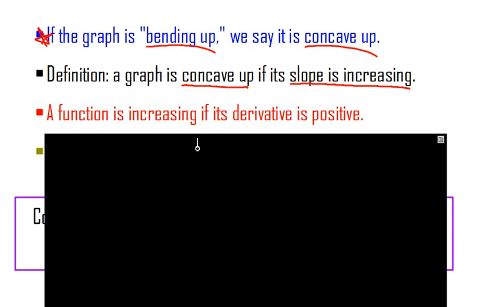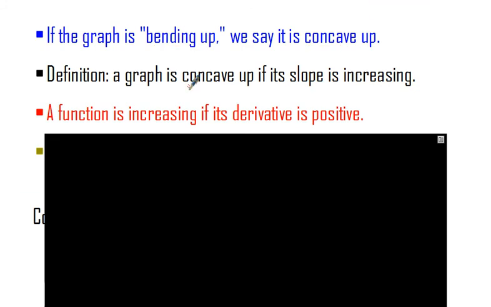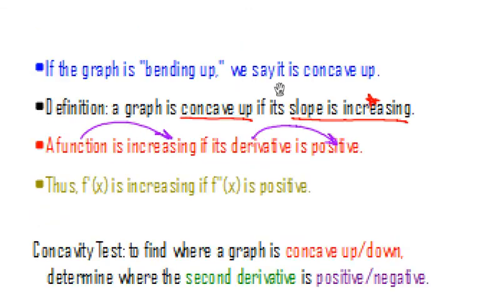All right, for this next idea, what we'd like to know is how do I use calculus to determine where the slope is increasing so that I know where the graph is concave up? Well, let's use what we know about increasing functions in general. A function is increasing if its derivative is positive, and that statement is true no matter what function we're talking about.